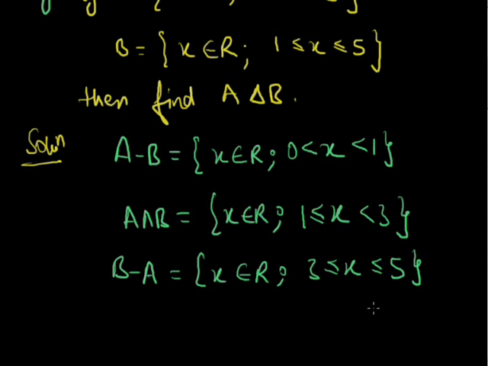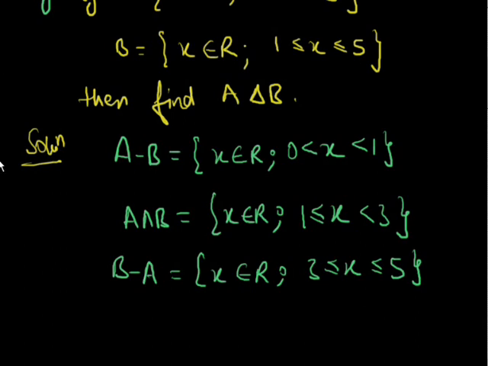So definitely A intersection B is x which lies between 1 to 3, only 1 is included. So it means we have removed that common part from B. As we have removed the common part from B, we got B minus A, a set of elements which lie between 3 to 5, and both are inclusive.